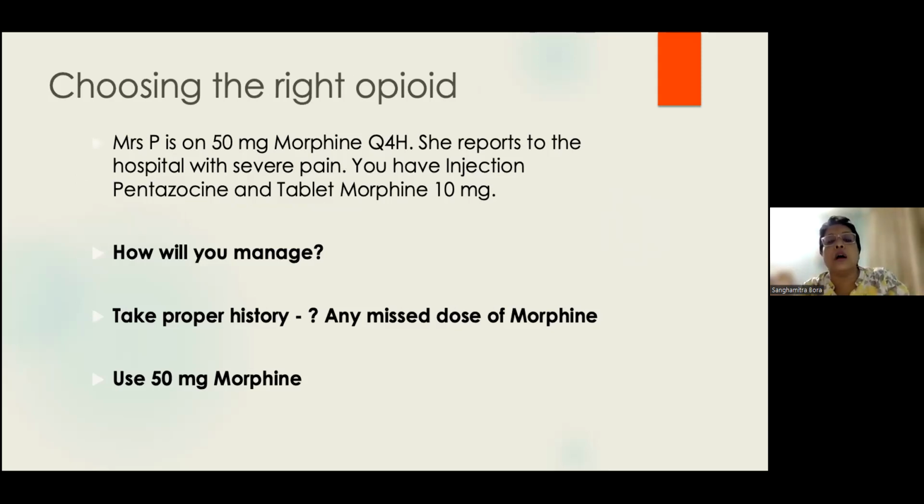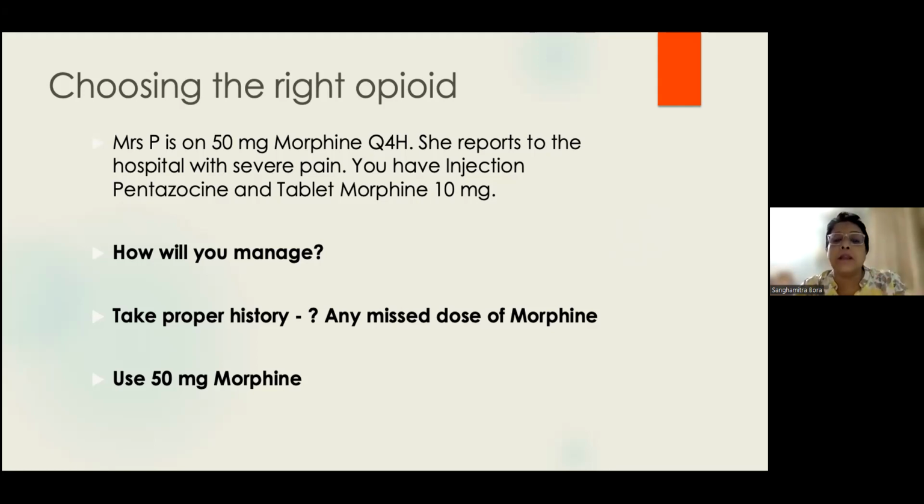Hence, in that particular example where you had a pentazocine injection and you had 10 milligrams of morphine, you have to consider that pentazocine is not the answer of choice. There is always a tendency to give an injection like pentazocine when the patient comes to you with severe pain. But if the patient is already on 50 milligrams of morphine Q4H, and comes to you with severe pain and you give a pentazocine injection, you are actually increasing the pain of the patient. So please do not give pentazocine injection.